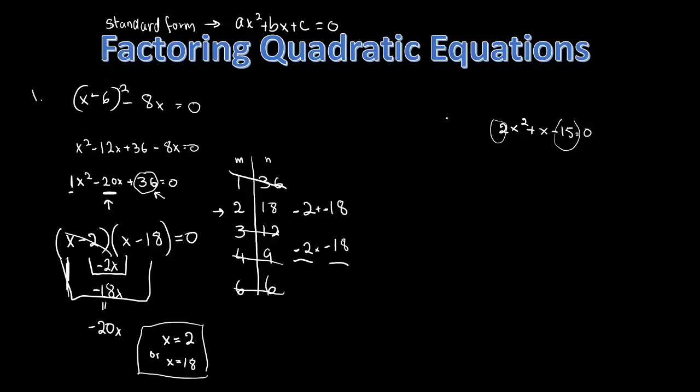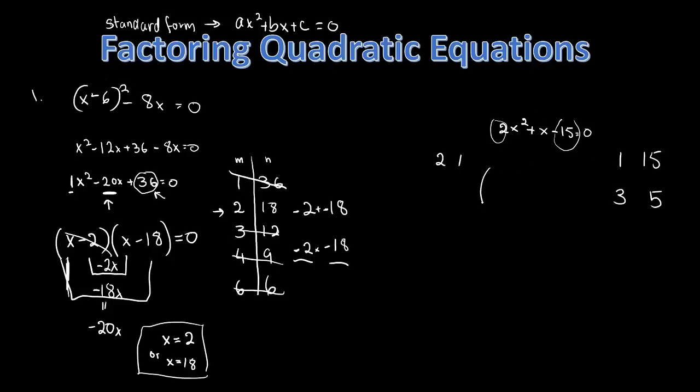So what are the factors of 2? In this case, the factors of 2 are 2 and 1, and 1 and 2, that's it. What about 15? Well, for 15, we've got 1 and 15. We also have a 3 and a 5, and I think that's pretty much it. So, we have to end up with a plus 1x.